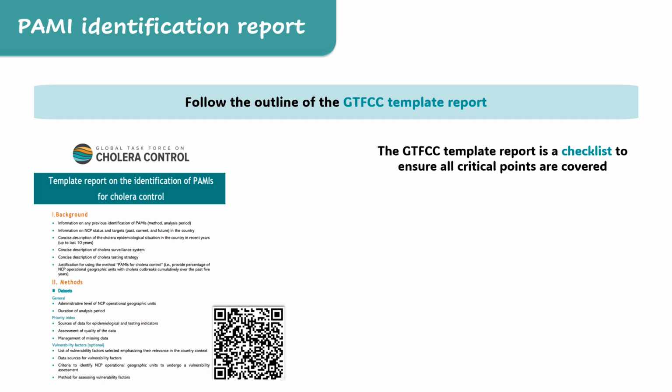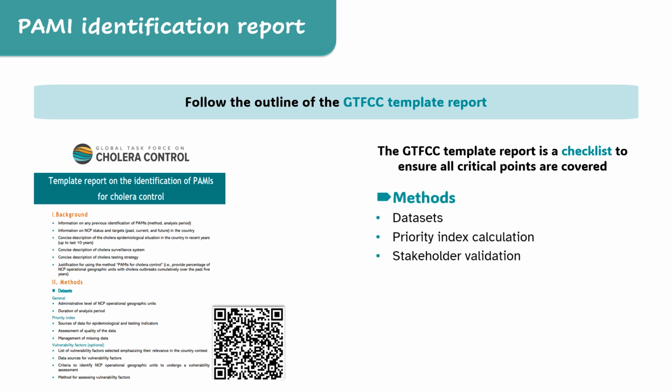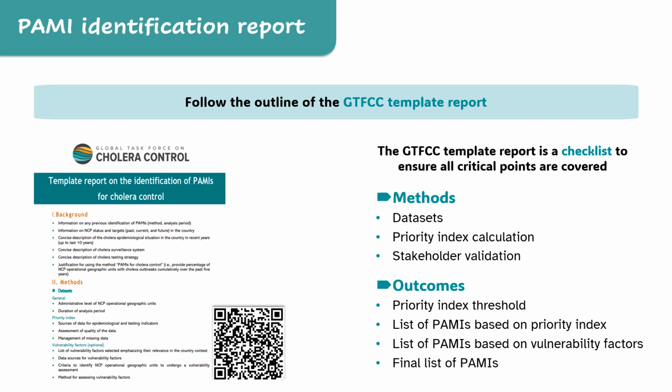Overall, this template report corresponds to a checklist to make sure all critical points are addressed, including the methods such as characteristics of the dataset, calculation of the priority index, organization of the stakeholder validation, and the outcomes of PAMI identification, such as the priority index threshold selected and the rationale for selecting this threshold, the list of PAMI based on priority index, the list of additional PAMI based on vulnerability factors if applicable in your country, and lastly, the final list of PAMI.